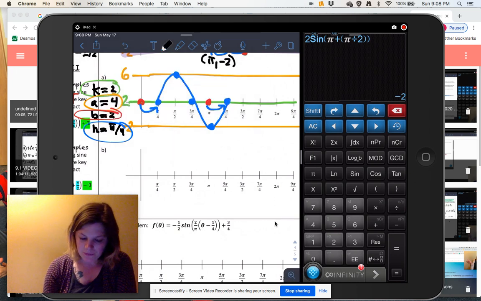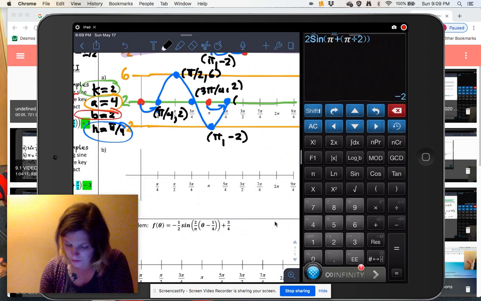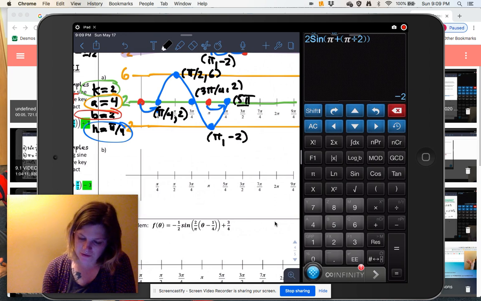And again, we can go here. This is our input, our theta, and our output is our sine value. And here we have pi over 2, output of 6. Here we have 3 pi over 4, output of 2. Here we have pi, output of -2. And then last but not least, we have input of 5 pi over 4, and then output of 2.